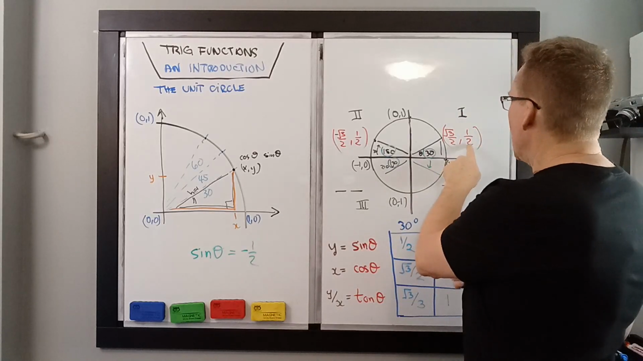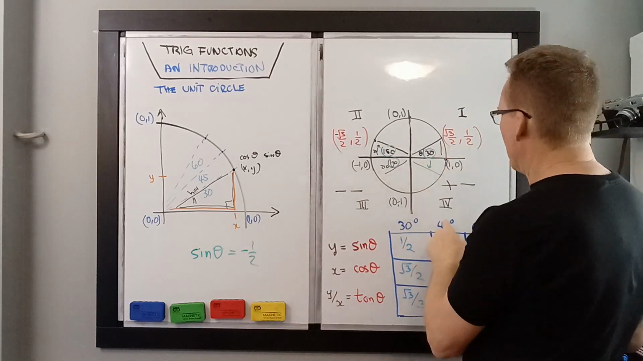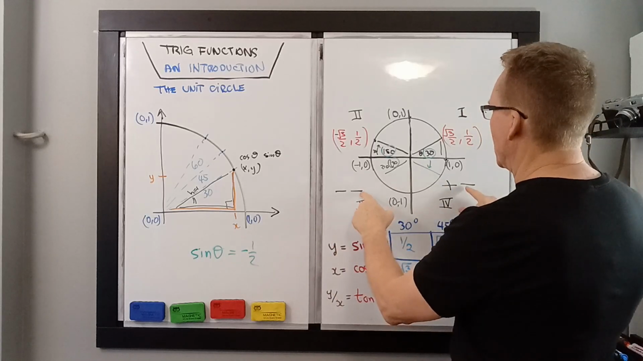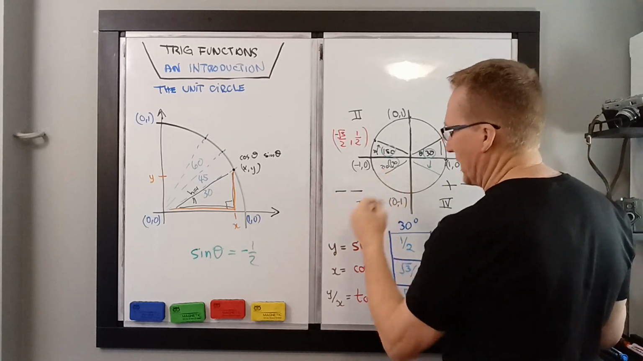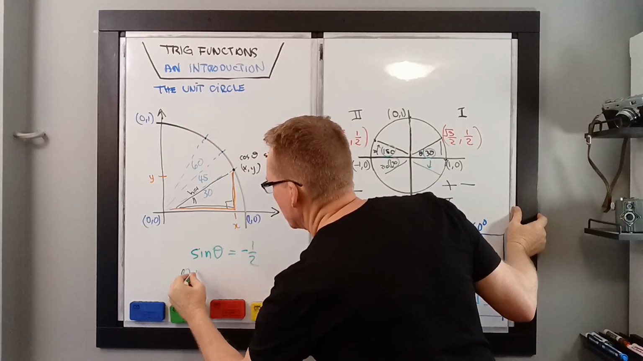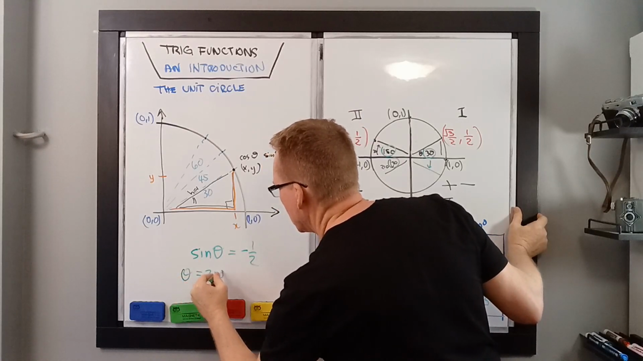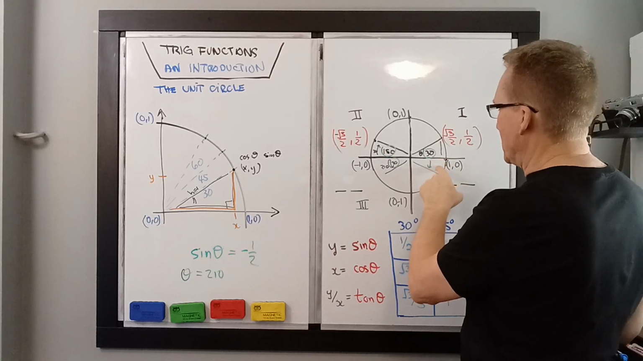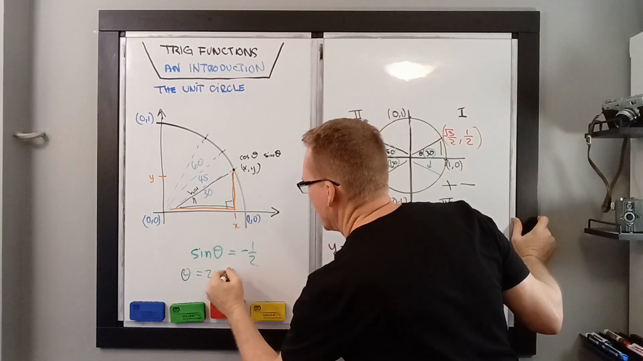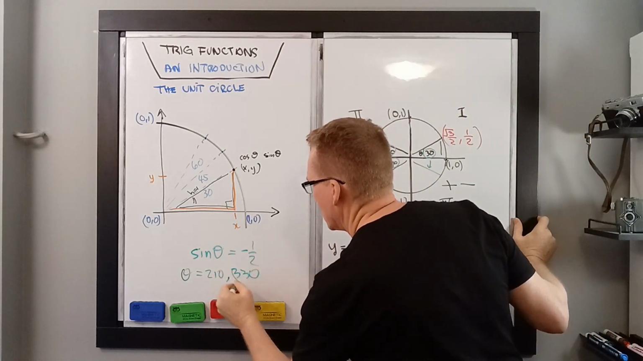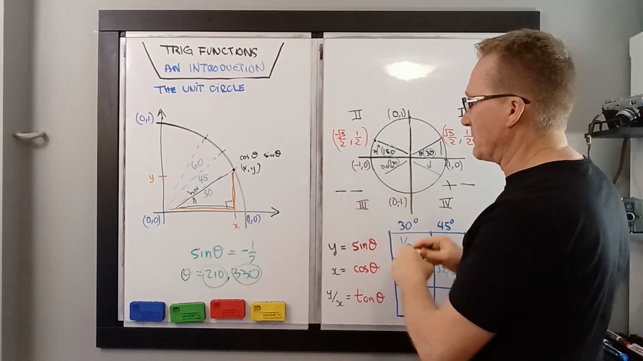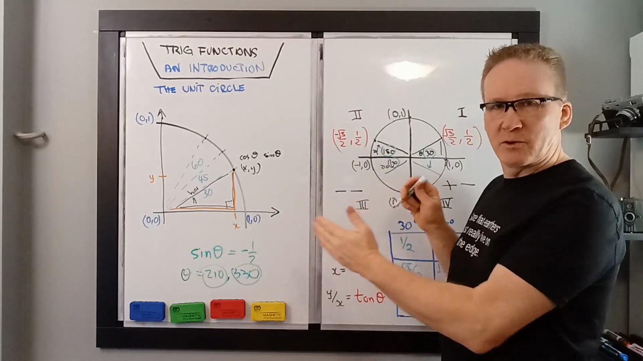We would need to look at, when is this negative? Well, notice it's negative here, and it's negative here. So the answer to this then is going to be, theta is going to be equal to 210, or it's equal to this one over here, which is 360 minus 30, or 330. So your unit circle, in combination with the pluses and minuses, can work backwards or forwards.